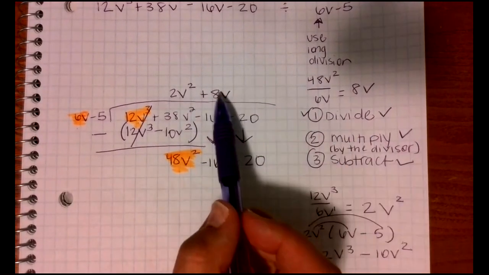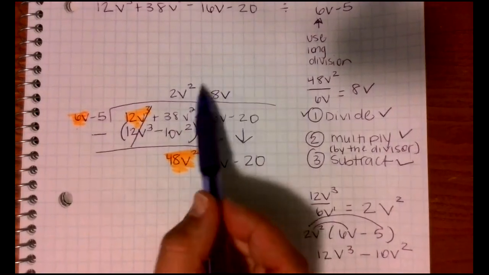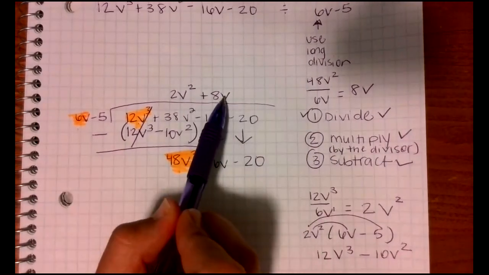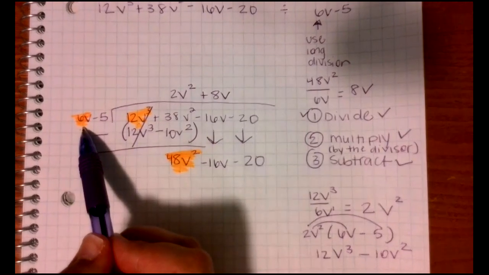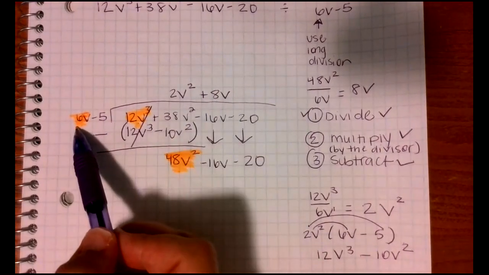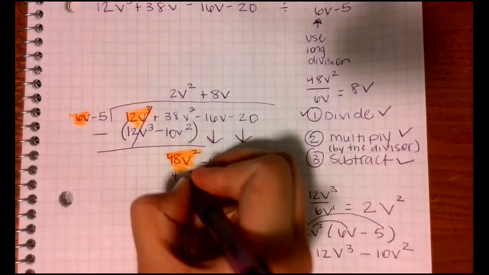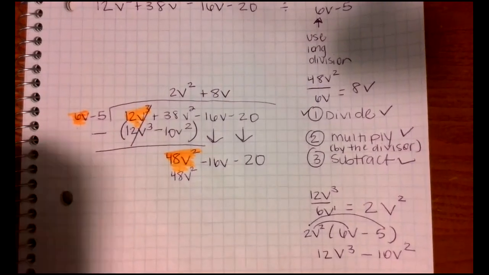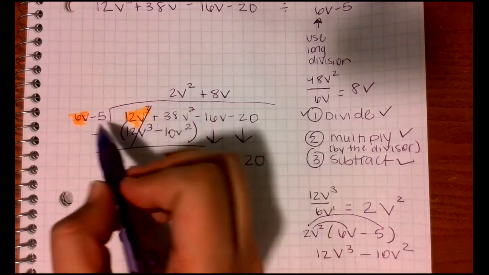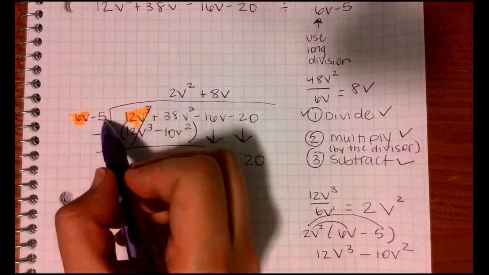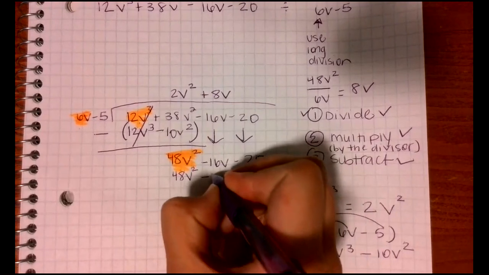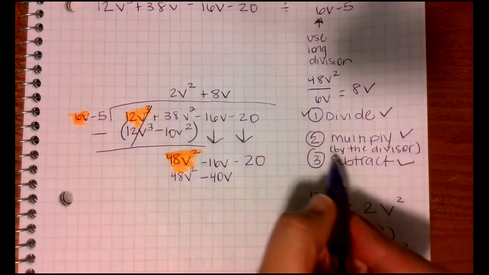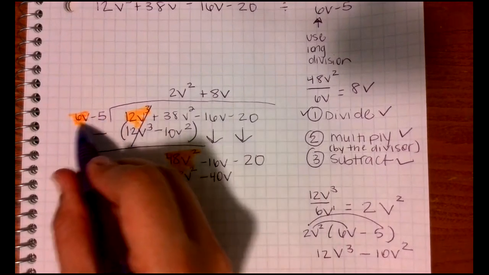After we divide, we take that new term that we wrote up here and we multiply it by the divisor. So we do 8v times 6v, which is 48v squared. And then we do 8v times -5, and we get -40v. And so we multiplied 8v by the divisor.